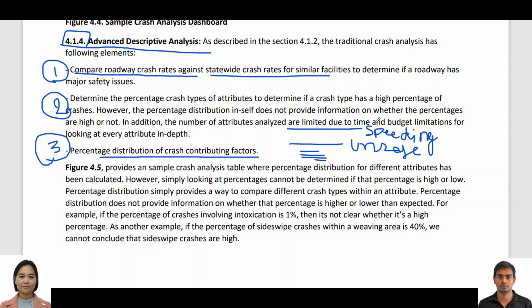So by looking at these crash contributing factors and their percentage distribution, we can figure out the potential reasons for crashes. So we will focus on point number 2 and use point number 1 to bring some solutions to point number 2. We'll focus on point number 2 first, and then we will look at how point number 1 can help with point number 2.